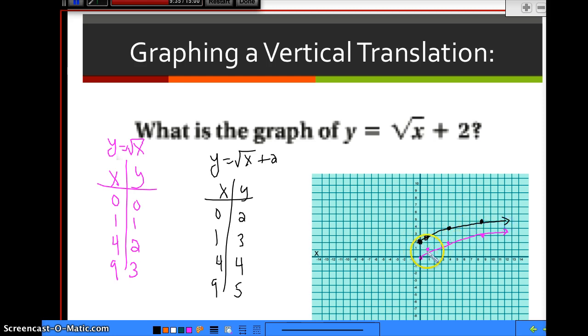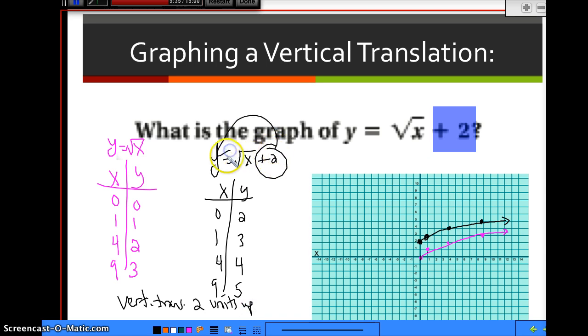This point went up 2, this point went up 2, this point went up 2, so that means it went up 2. If you notice right here, this is the indicator. Because they added 2 to this, that means that it was vertically translated 2 units up. That's the plus 2. Anything on the outside, not indexed to the x, is going to do a vertical movement. Anything that we do inside by the x will be a horizontal movement.